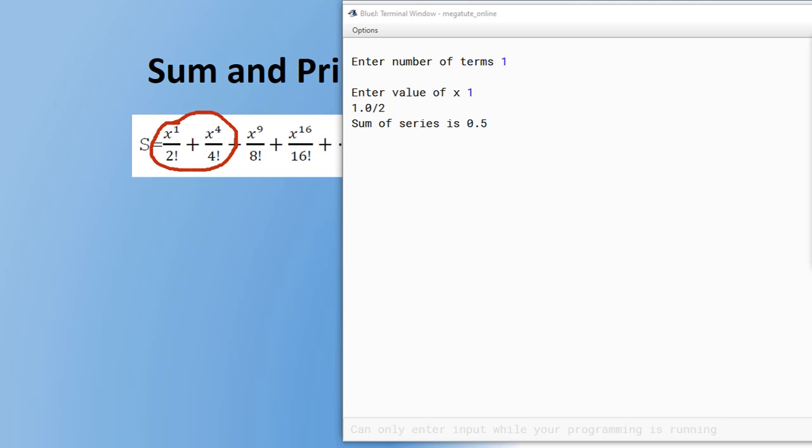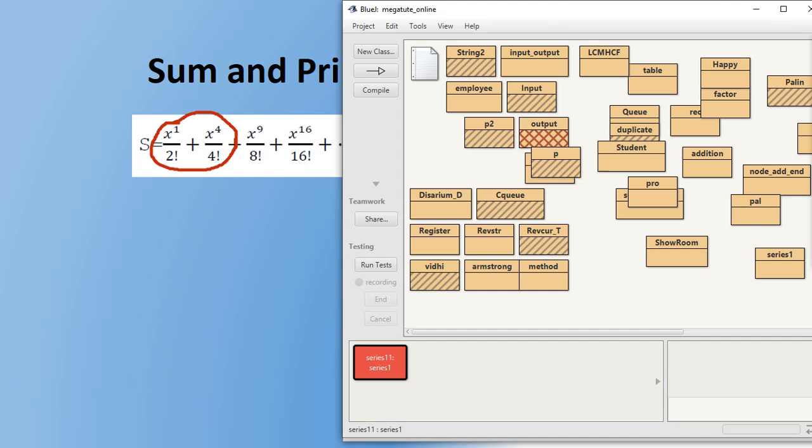Okay, let's see how it works. So I'll go to the main screen again and run it. Here the object is ready.